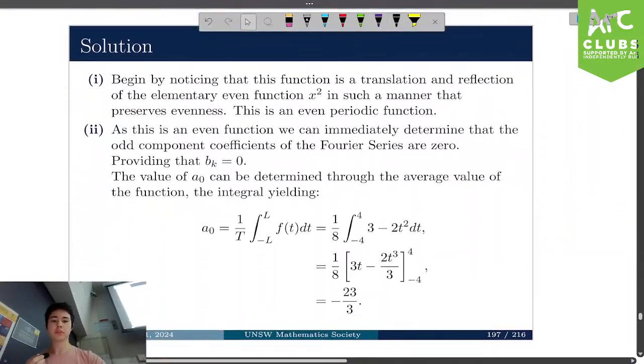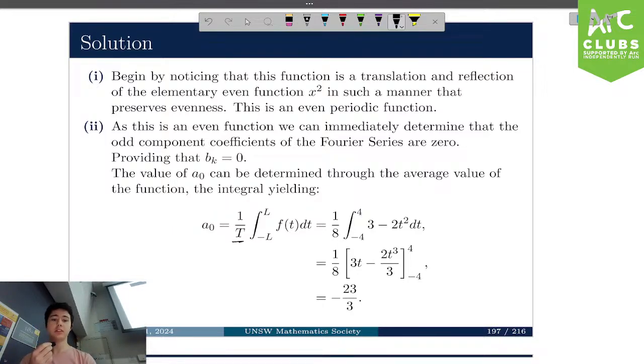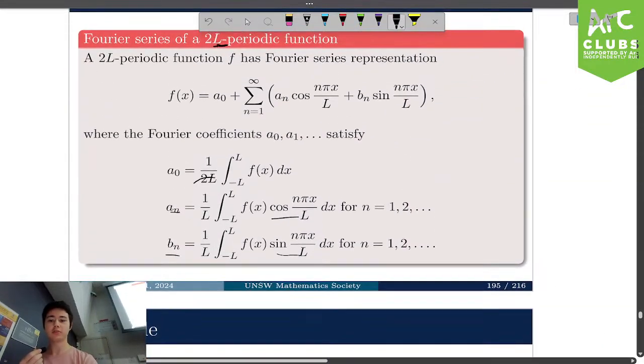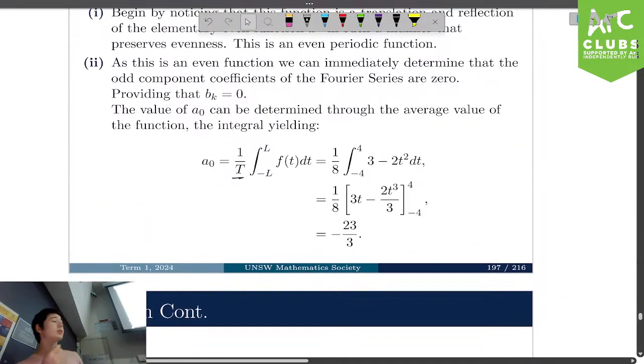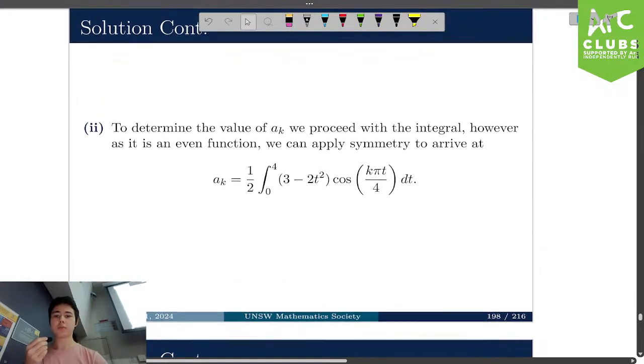So, to do this, first we find the average. I use 1 on T because I'm an electrical engineer. Cry about it. T is 2L. Okay, so we have the exact same equation here. 2L is T, so same, we find the average. 1 on 8 integral minus 4 to 4 of 3 minus 2t squared dt. We get minus 23 on 3. Too easy. Any questions so far? All good. Fantastic. So, part 2.